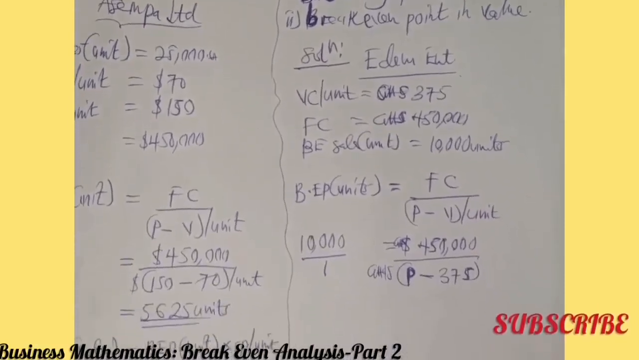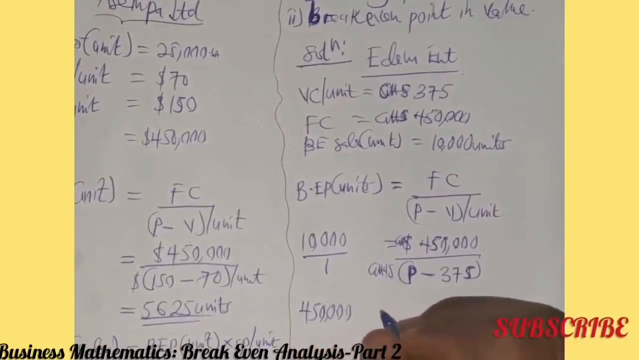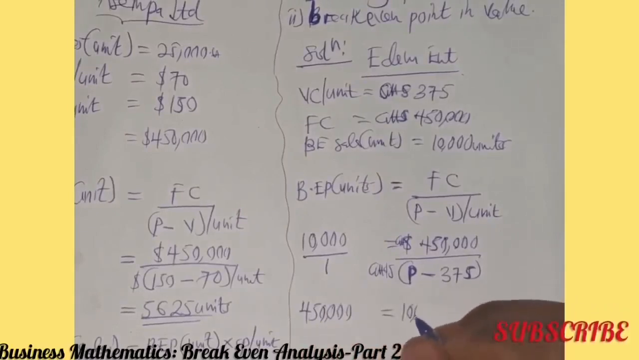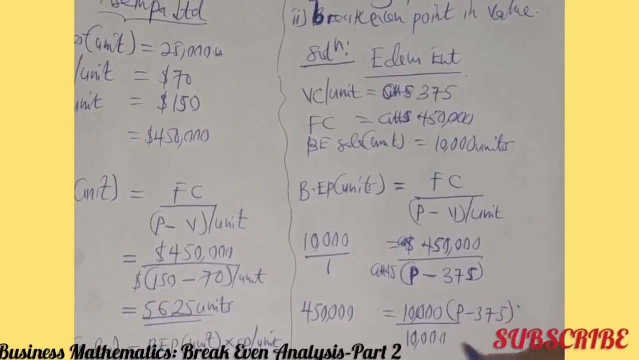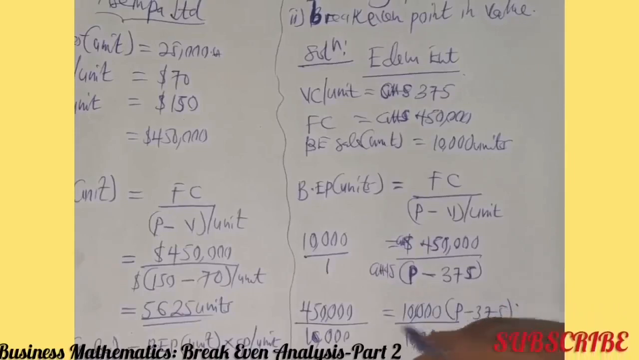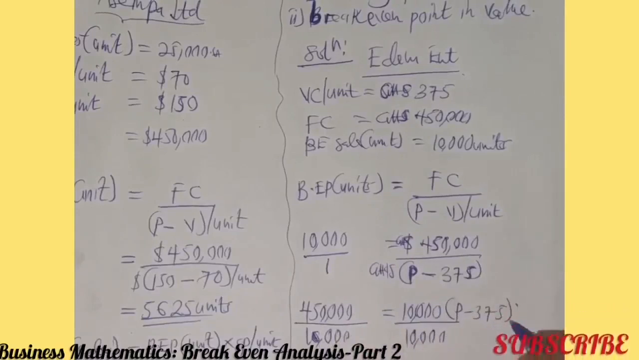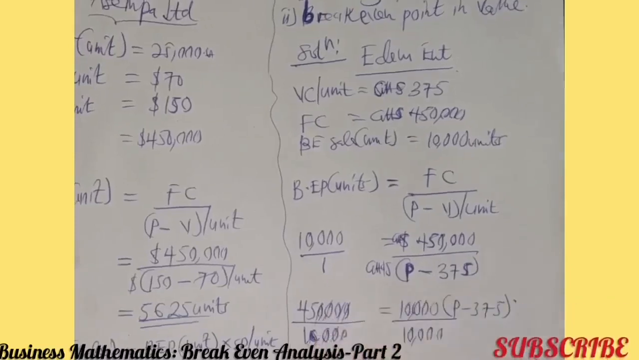So it becomes 450,000, and it's equal to 10,000 multiplied by P minus 375. When we reach here, someone may decide to expand the bracket. Another person might say, let me divide both sides by 10,000. So you divide both sides by 10,000, meaning that 10,000 cancels this and we are left with P minus 375. Here this one cancels this, and you are left with 45, and it's equal to P minus 375.